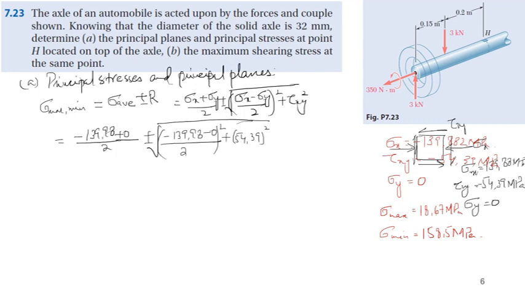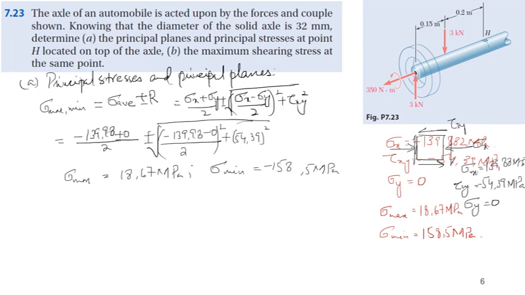So if we calculate the principal stresses, sigma maximum is 18.67 megapascal, and sigma minimum will be minus 158.5 megapascal. Now if you look at it magnitude wise, the maximum stress is 158.5, but we are writing minimum because it has a negative sign.